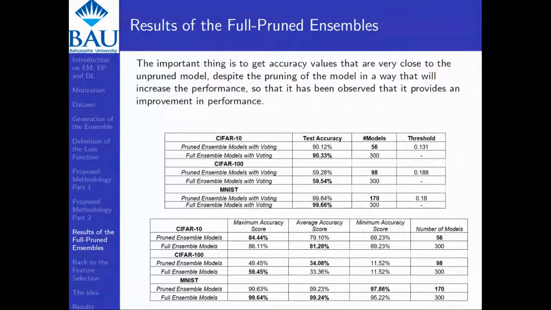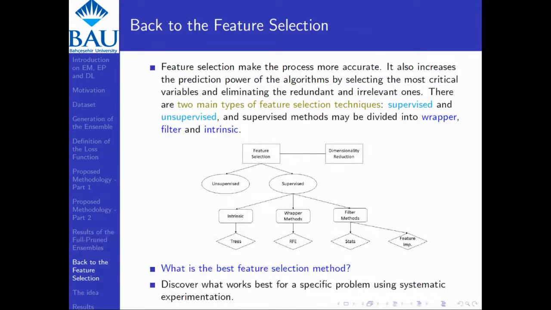In the last table, you can see the maximum score, average score, and minimum score with the number of models for the pruned ensemble and the full ensemble. We can say that even though we prune the ensemble, we still get better accuracy or very similar accuracy. So that's a very good thing because we try to reduce the complexity of the model. So we achieved that.